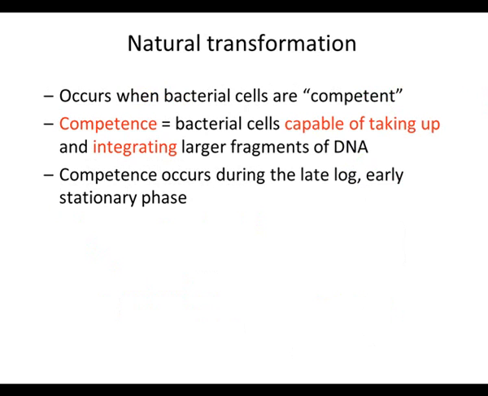So natural transformation, which is what we're talking about here, occurs among some bacteria, and these bacterial cells have to be competent. Competence involves having the machinery to take up DNA and then integrating these large fragments, once they get inside the cell, by recombining them onto the chromosome. And I mentioned that bacterial cells growing exponentially are not usually competent, but they become competent when they hit stationary phase.